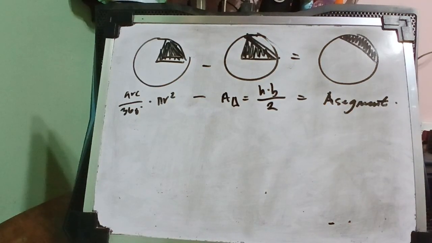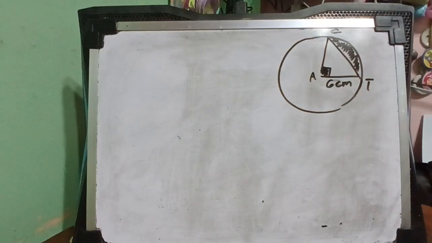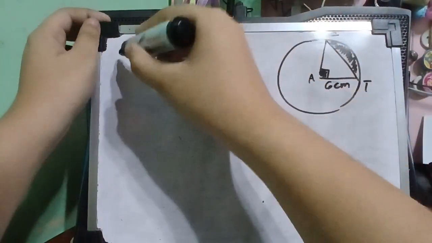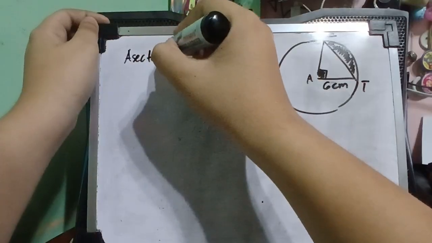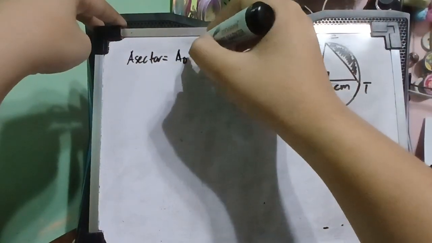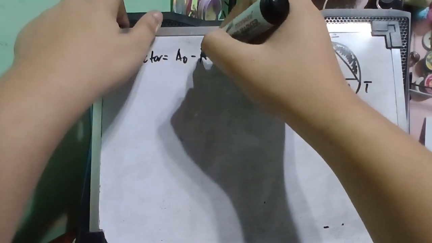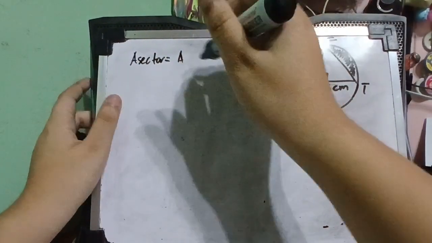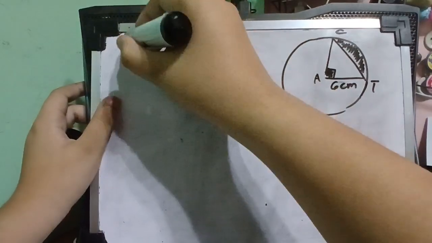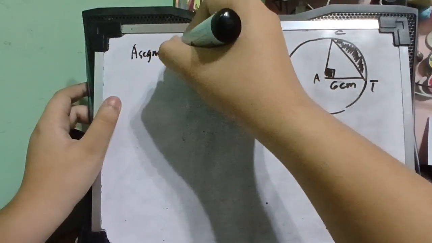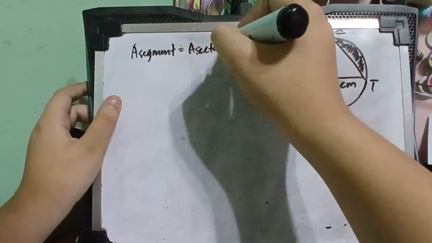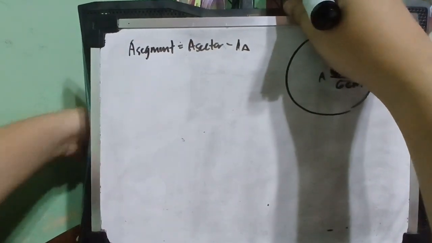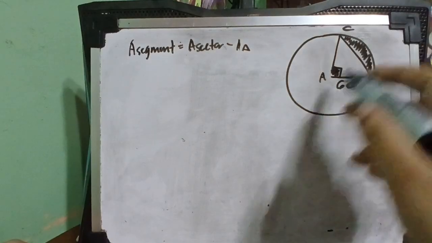So, mag-share tayo ng ilang examples natin dito sa book. Okay, so hanapin natin yung area of our segment. Okay? So, I needed to change location kasi nalobot na yung phone ko. So, area of segment is equal to area of sector minus area of our triangle. But before that, hanapin muna natin yung area ng sector natin.